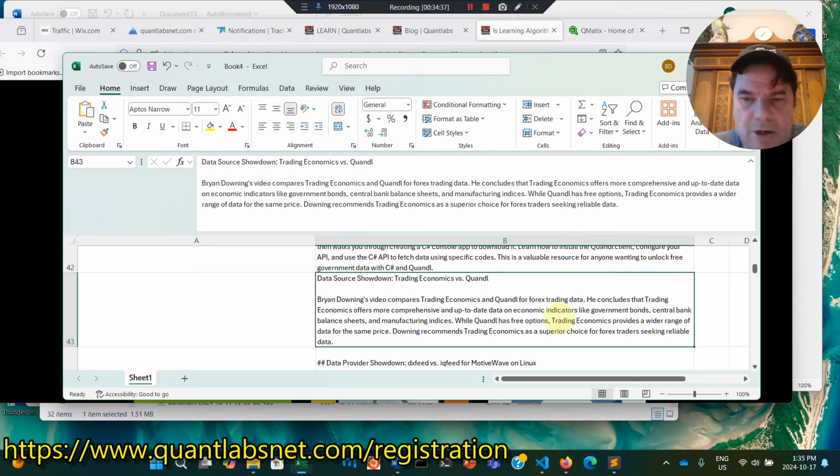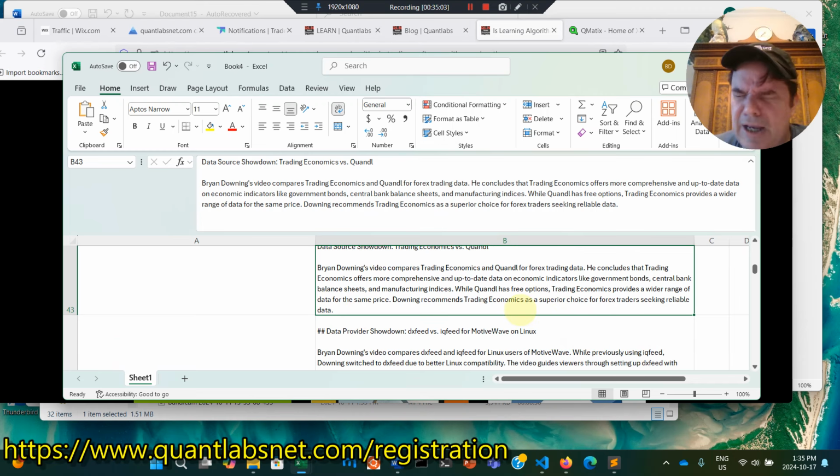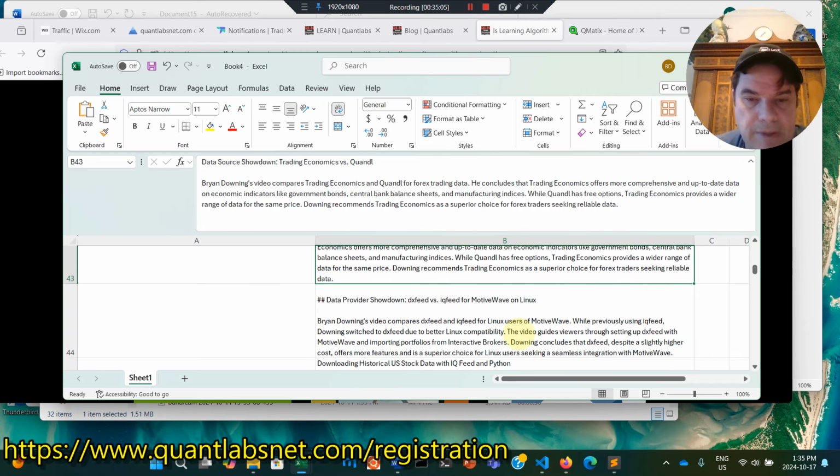But here you can get government bonds, central bank balance sheet, manufacturing indices. Those are so important to understand the impact that it has on a country's currency. Obviously, that's really helping you forecast the direction of a particular currency. Quandl has free options. Trading Economics provides a wider range of data at the same price. So Trading Economics might be the one you want to look at.